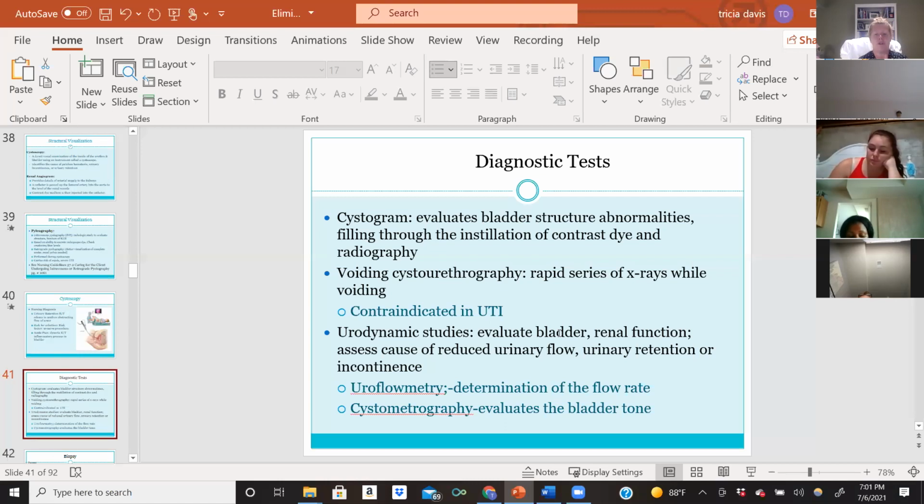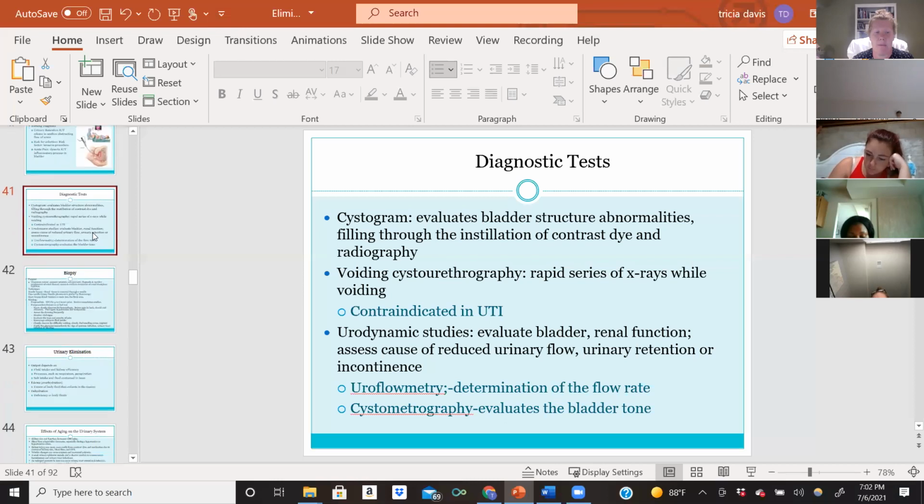We can do a uroflowmetry, which determines the flow rate. So this is how well their urine flows from the bladder through the ureters and out of the body. And then we could do something called a cystometrography, which is going to evaluate the tone of the bladder. So how well it contracts and how well it relaxes. And then older adults do lose that bladder tone as they get older, which is a common finding in them.